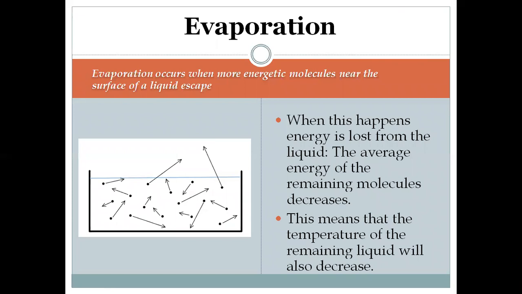Evaporation happens when more energetic molecules near the surface of a liquid escape. When this happens, energy is lost from the liquid, so the average energy of the remaining molecules decreases. As you see, these two molecules in this figure are the most energetic molecules. Since they have the highest energy, they can escape from the surface, and this is called evaporation. This means that the temperature of the remaining liquid will also decrease.